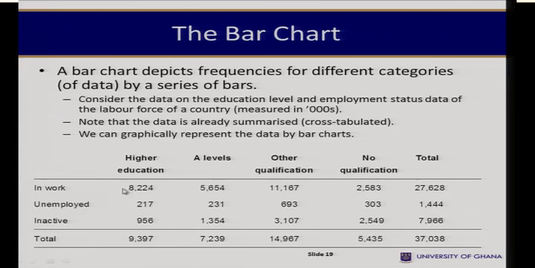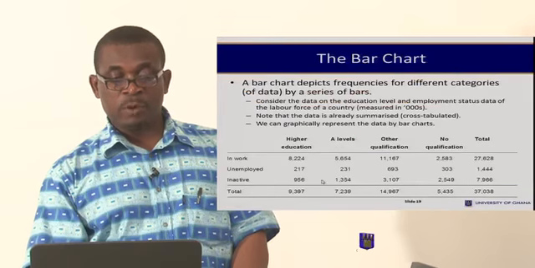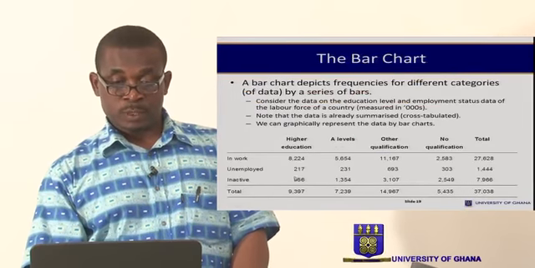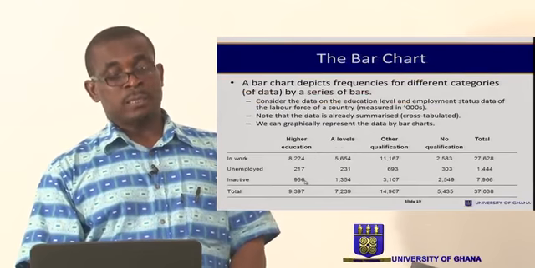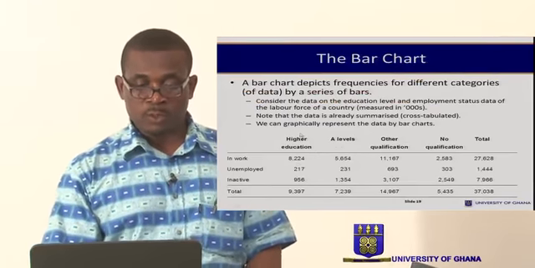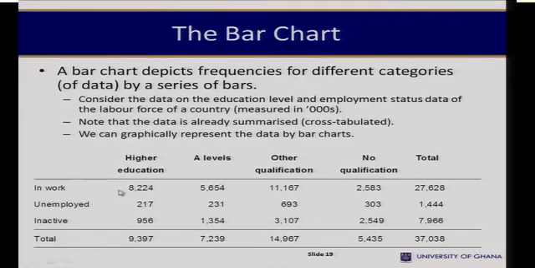So each cell here, for example the number 8,224, tells us the number of persons who have higher education and are currently working. This number tells us the number of persons who have higher education but are unemployed. And this tells us the number of persons who have higher education, that's 956, and are inactive. Now, that is when you move vertically. When you move horizontally, again, this is the number of persons who have higher education and are working.